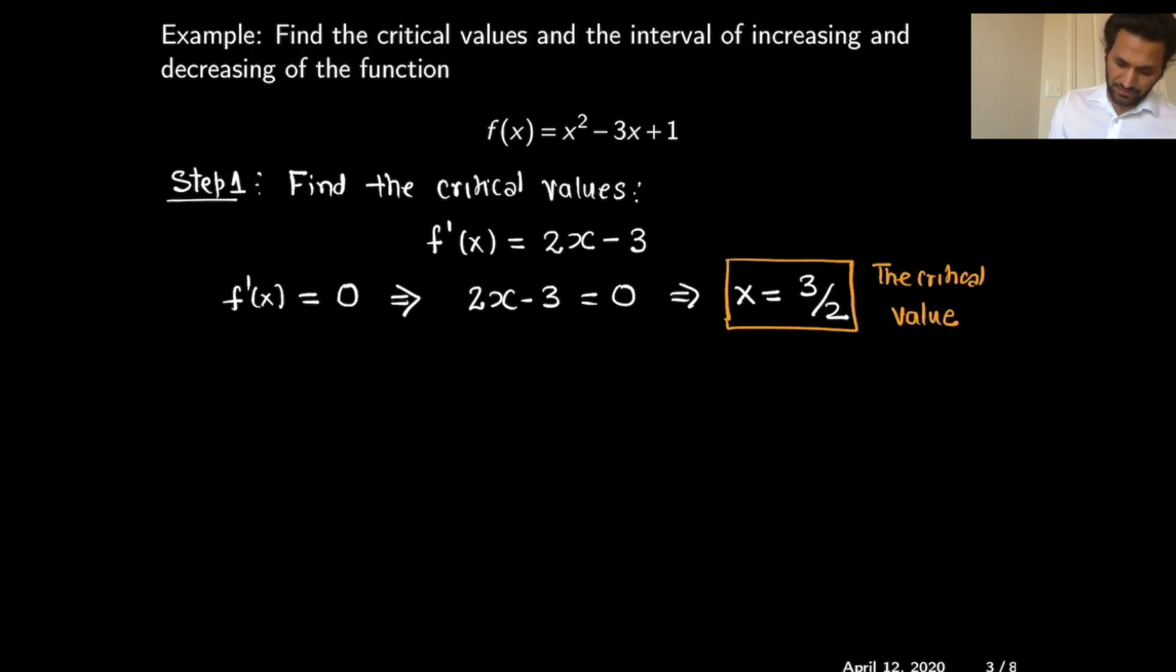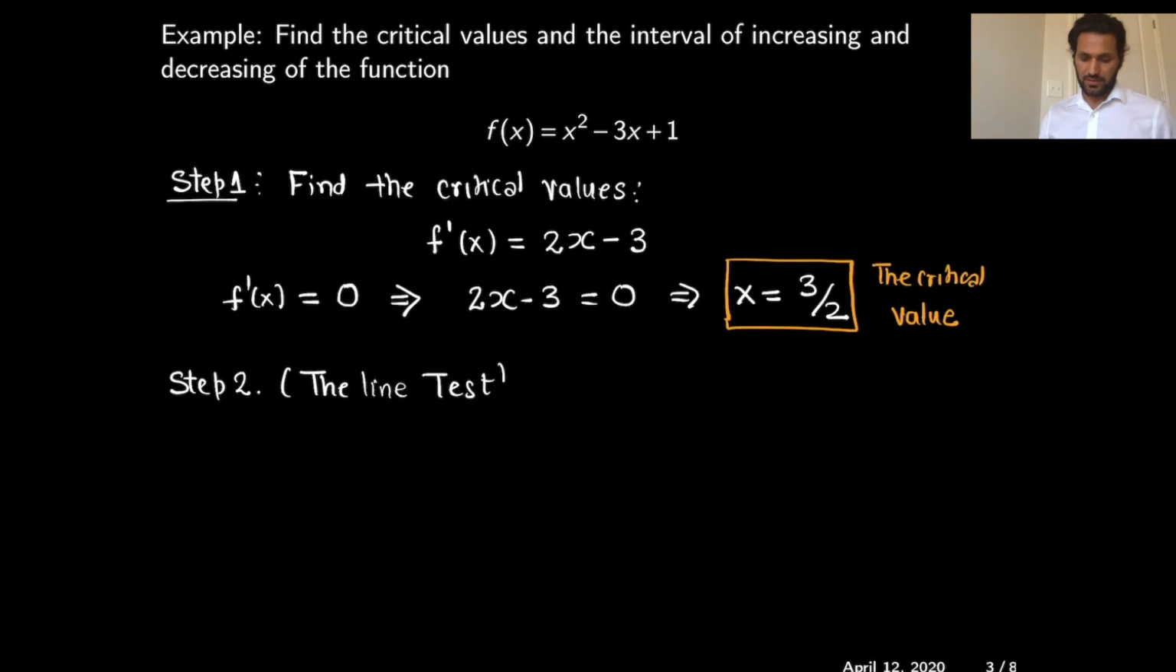In step number 2, we will test this critical value to find the intervals of increasing and decreasing. So our step number 2 is the line test. So what is a line test? It is a method which we apply at the critical value to the derivative of the function.